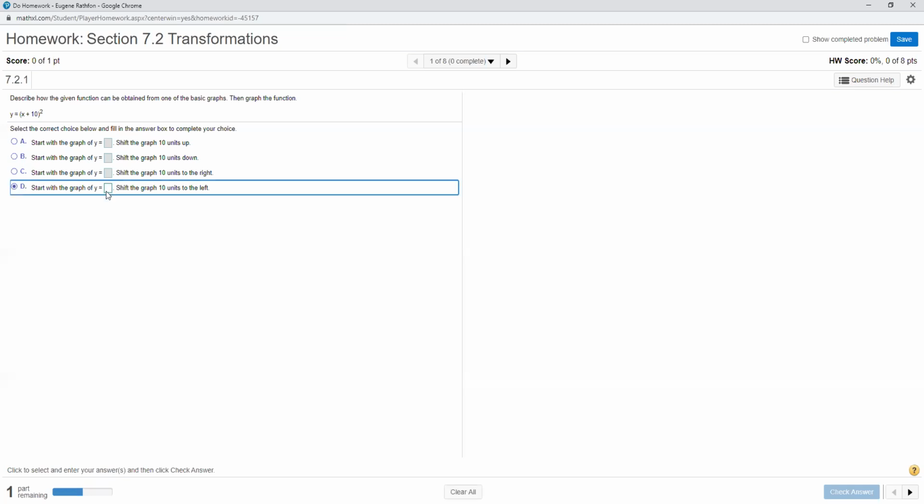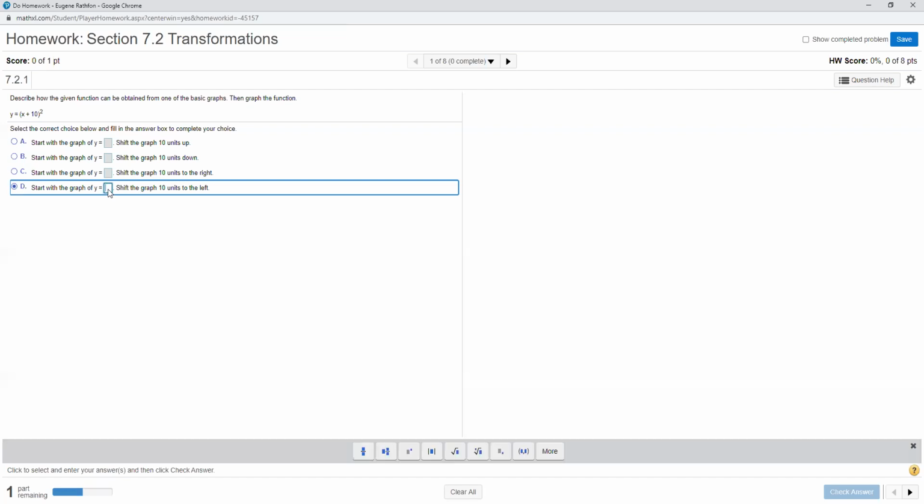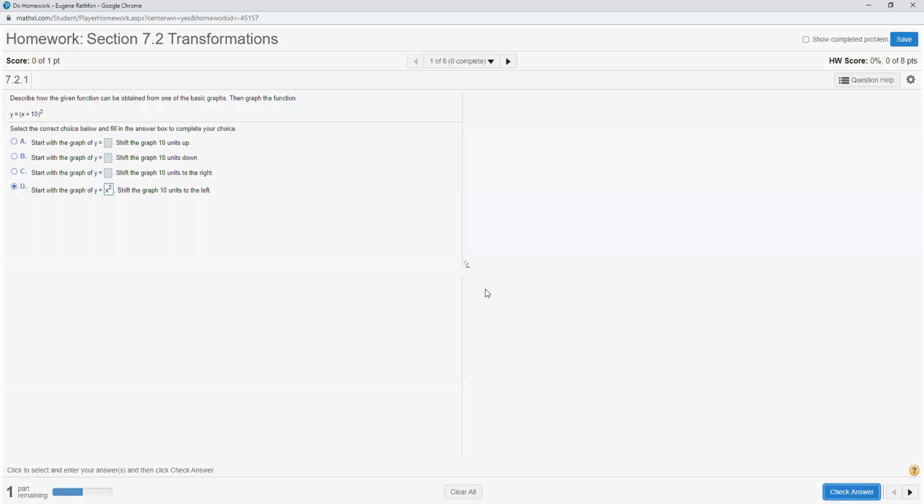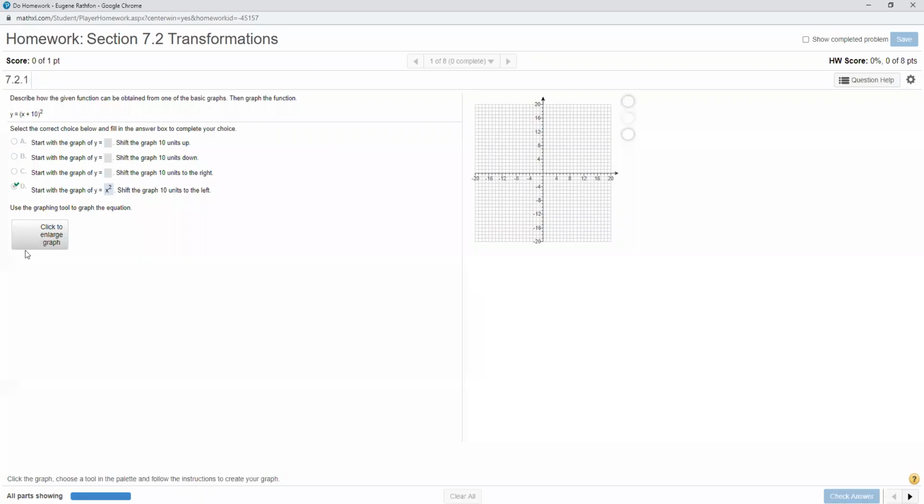And then right here where it says start with the graph of y equals, that's where we got to put x squared because that's the basic graph. So I use my exponent down here and put in a 2. So you got to give it the basic graph they're starting with, and you can tell by the way these look up here, okay? So check that answer. It'll tell you did good, but then we got to graph this. Now, watch how I graph this. I click on the graph.